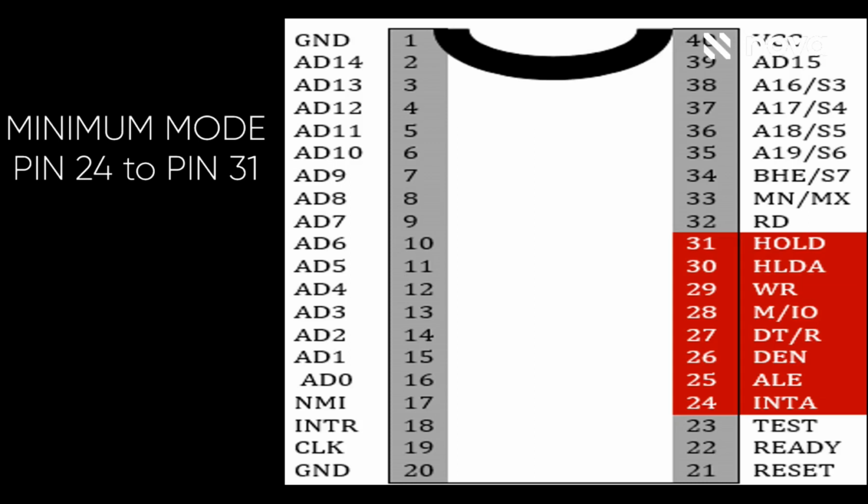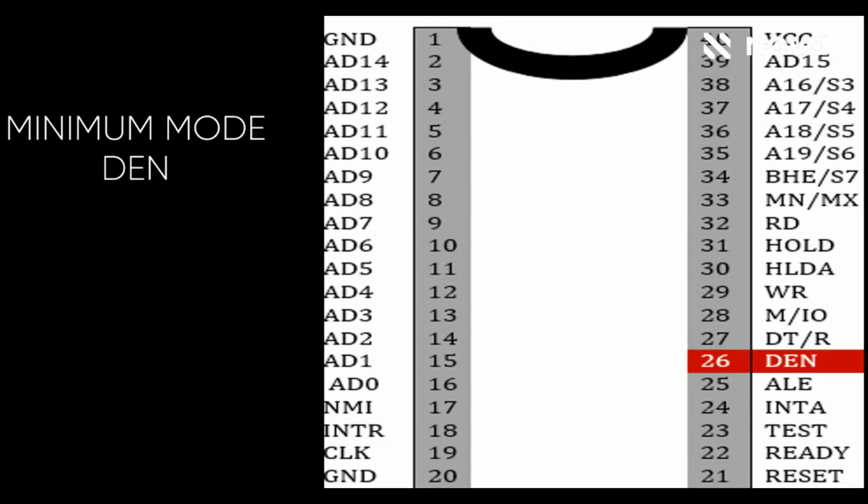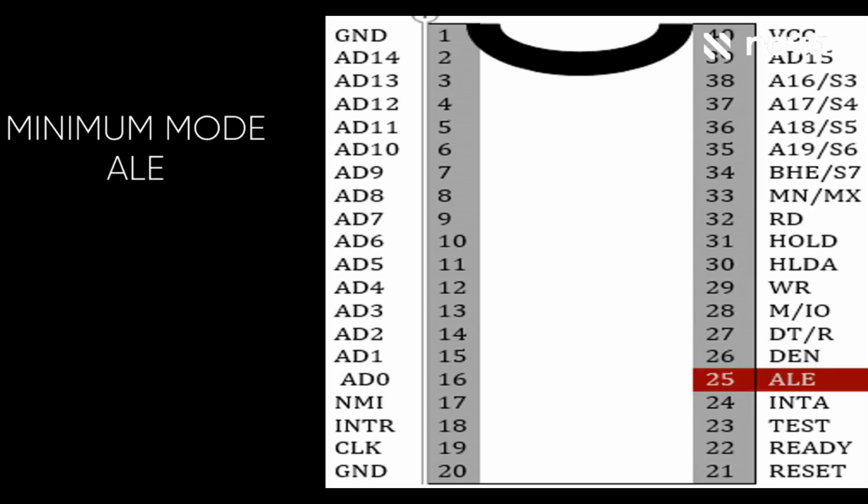Minimum mode. In the minimum mode of operation, the microprocessor does not associate with any coprocessors and cannot be used for multiprocessor systems. When this pin is high, 8086 operates in minimum mode. Pins 24 to 31: DT/R, data transmit/receive, output signal from the processor to control the direction of data flow through the data transceivers. DEN, data enable, output signal from the processor used as output enable for the transceivers. ALE, address latch enable, used to demultiplex the address and data lines using external latches.